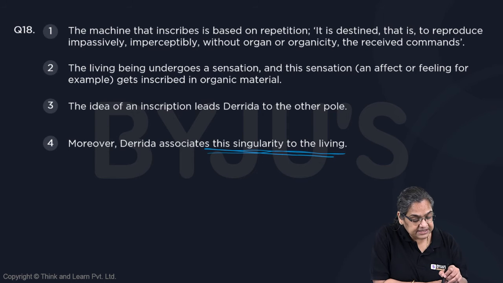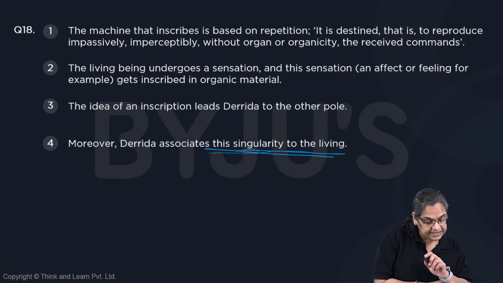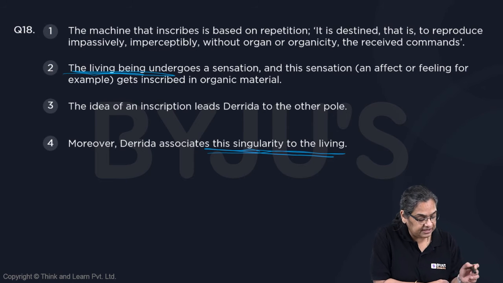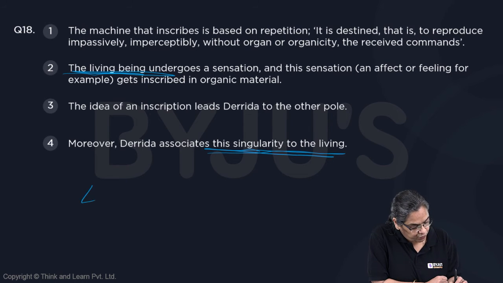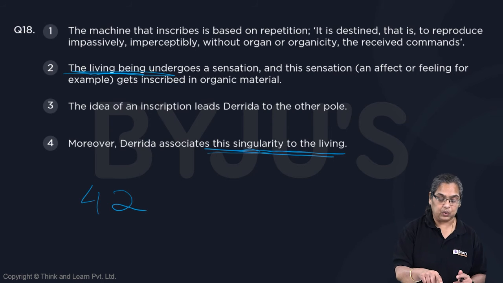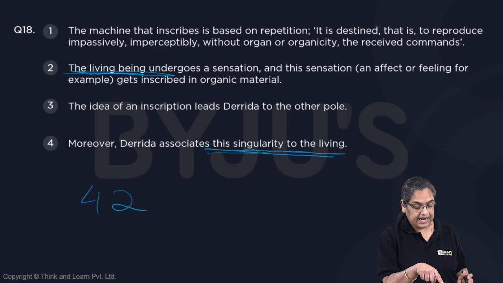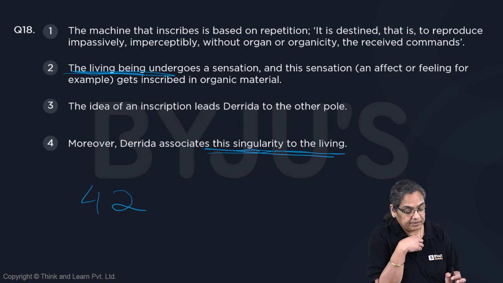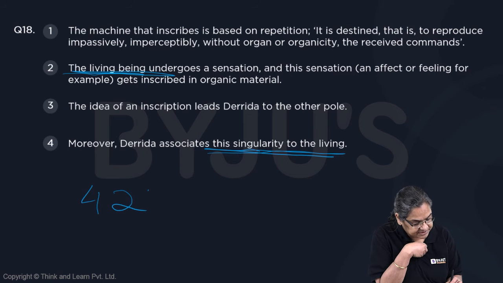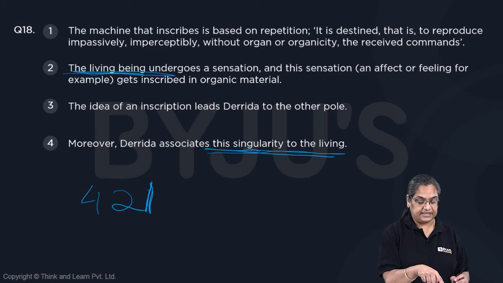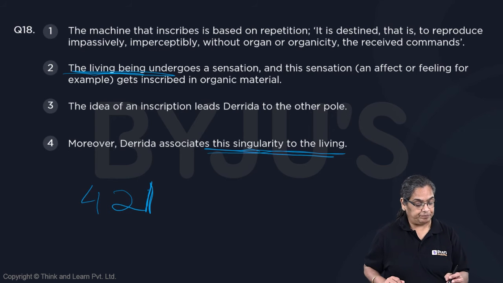Why do I say this might be the starting? Because this singularity, somewhere else I had read singularity to the living, and here you have the living being. So what if I say four, singularity to the living? The living being undergoes a sensation, and the sensation gets inscribed in organic material. The machine that inscribes, or is it the idea of an inscription, leads Derrida to the other pole.